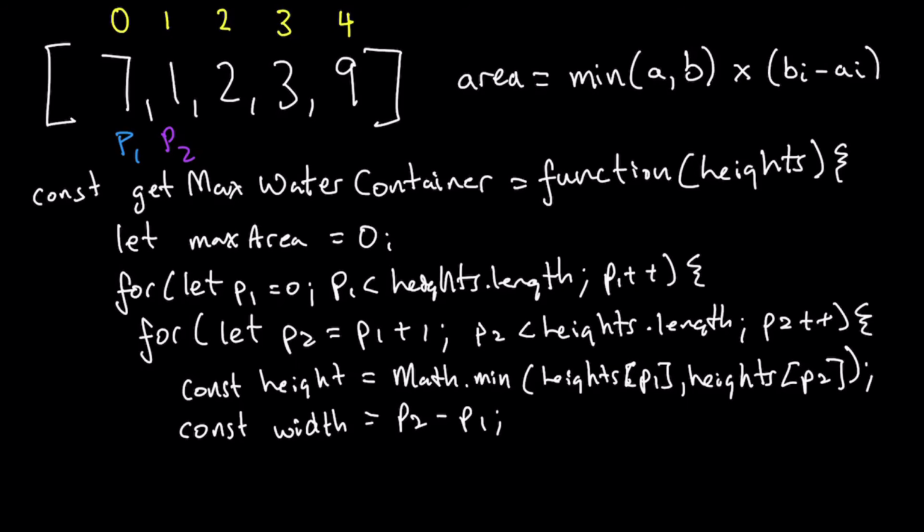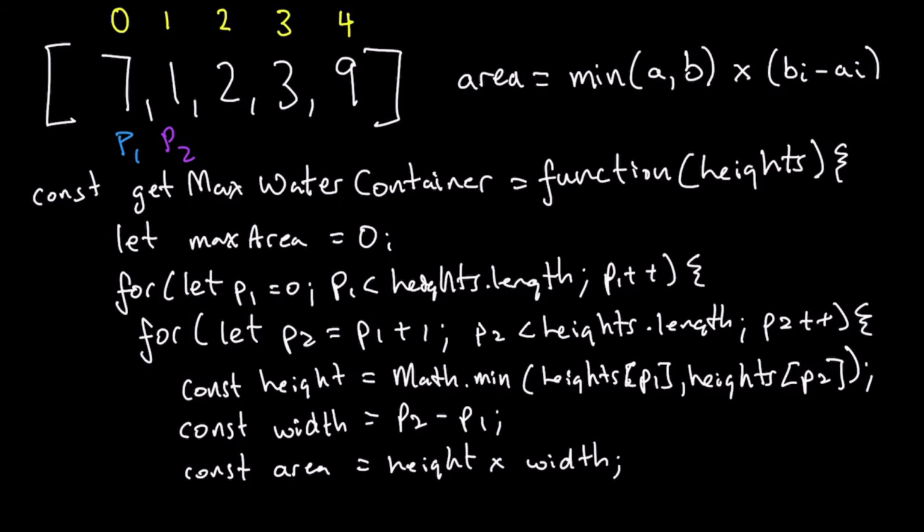Now what we need is the area. So here, if we remember, it's just the multiplication of those two values. So we can say const area is equal to height multiplied by width. Next, what we need to do is we just simply compare our existing max area against our newly calculated area. And remember, we want the maximum between these two values.